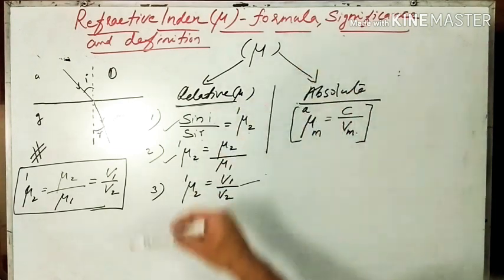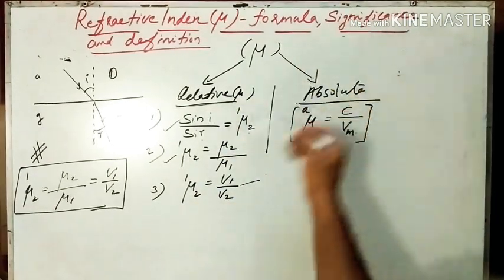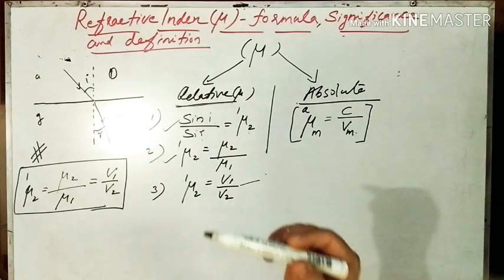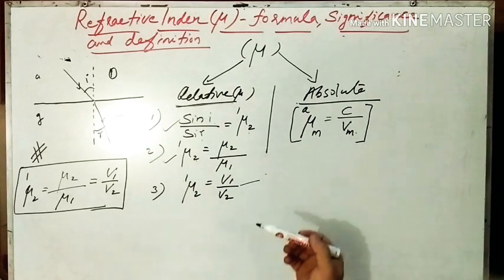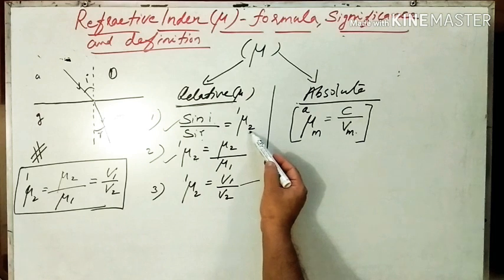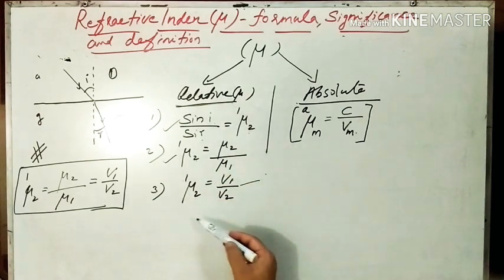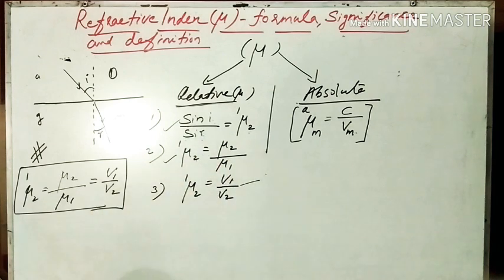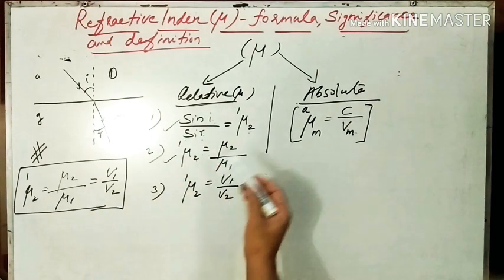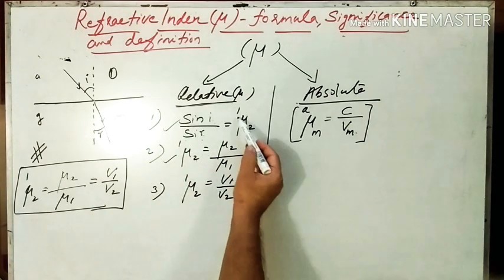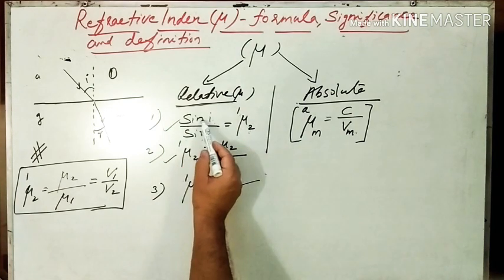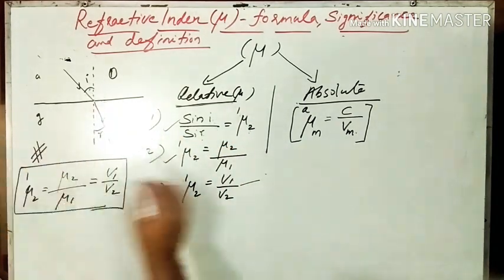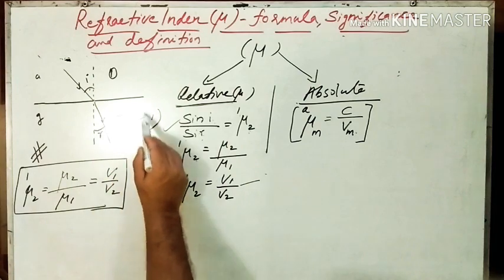The formula is clear, its significance, its meaning is clear. If you understand the formula, you can define it. So the refractive index of the second medium with respect to the first medium is defined as the ratio of sine of angle of incidence in the first medium to the sine of angle of refraction in the second medium.